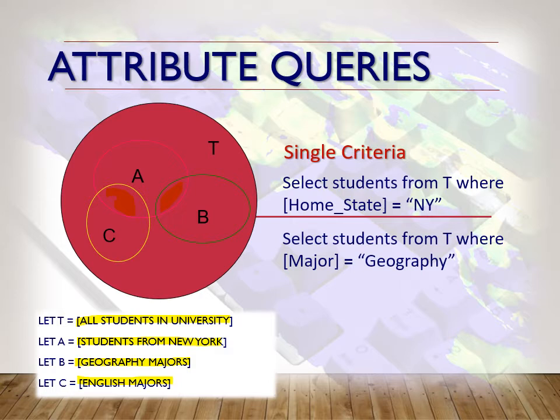Right now, what you have in front of you are just single criteria. Select students from T that are from New York. Well, I guess there is a little bit of overlap here because T represents the entire population, and then New York is represented by the A. It looks like an oval, yeah. And then you can do a whole separate query and select students that are geography majors.